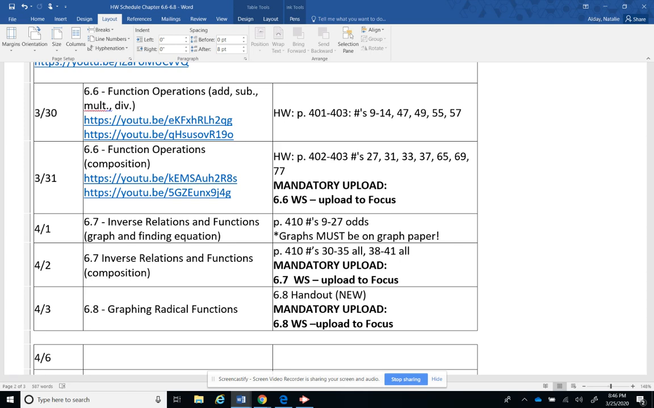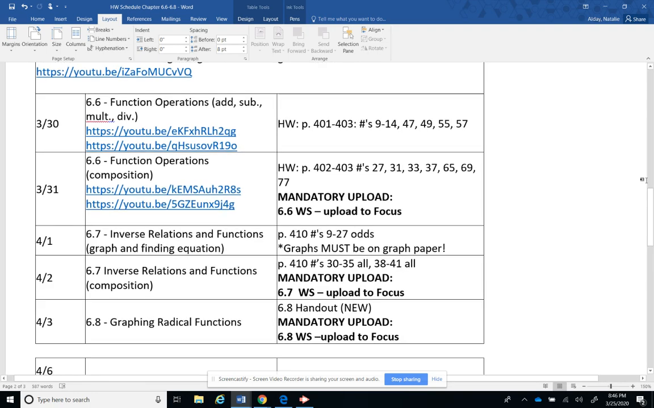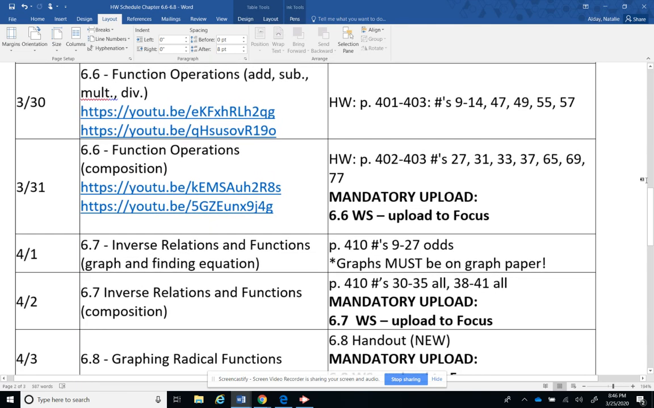All right, so far, day 1, we did function operations: add, subtract, multiply, and divide. You should have watched 2 YouTube videos and did your homework. Day 2, you should have watched function operations, the composition, watched 2 videos and did your homework. But then you had a mandatory upload that you had to do. That's what's going to be graded.